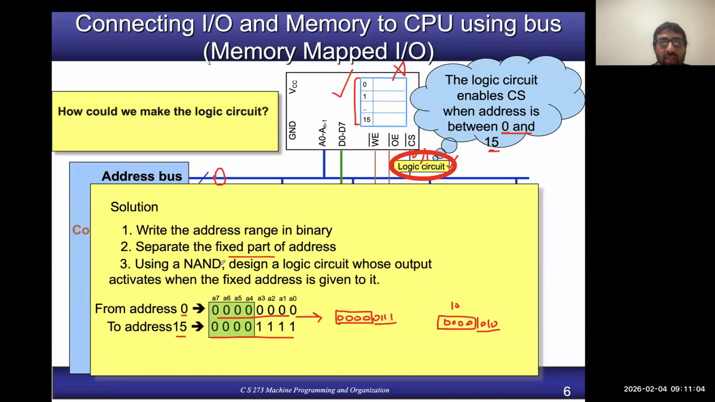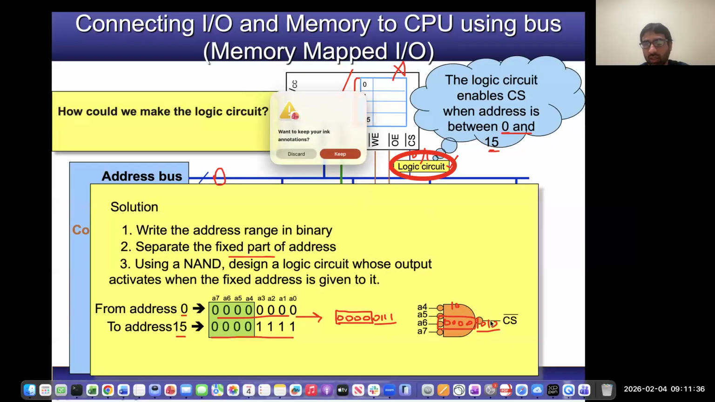And then the third step is that we use a NAND gate to design a logic circuit whose output activates when the fixed address is given to it. So basically we will simply use a NAND gate such that its output will be 0 only when the address is in this range, 0 to 15. As soon as the address becomes greater than 15, its output will become 1. Okay, so let me discard these annotations so that you can see the slide clearly.